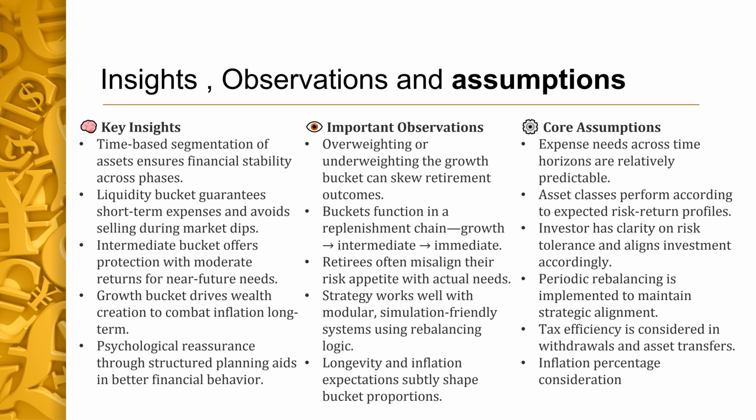Important observations. Overweighting or underweighting the growth bucket can skew retirement outcomes. Buckets function in a replenishment chain: growth to intermediate to immediate. Retirees often misalign their risk appetite with actual needs. Strategy works well with modular, simulation-friendly systems using rebalancing logic. Longevity and inflation expectations subtly shape bucket proportions.